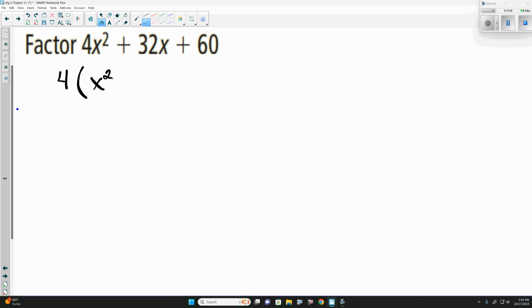And if we divide 4 out of 4x squared, we're just left with x squared. If we divide 4 out of 32x, we're left with 8x. And 60 divided by 4 is 15.